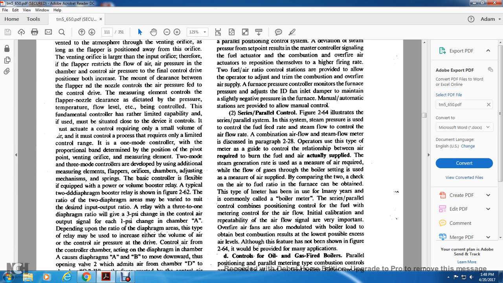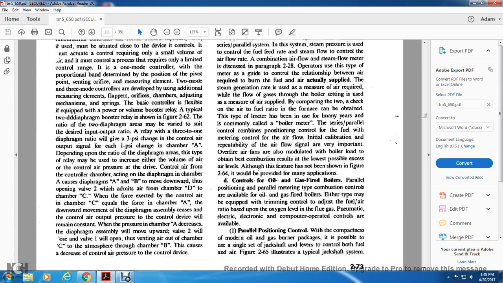Initial calibration represents the airflow signal, which is very important. The overfire air fans are modulated with the boiler load to obtain the best combustion results with the lowest possible excess air levels, although this feature has not been shown in figure 264, it is provided in the main application.